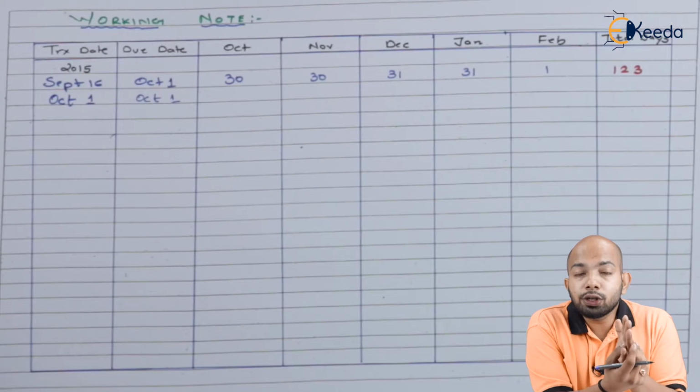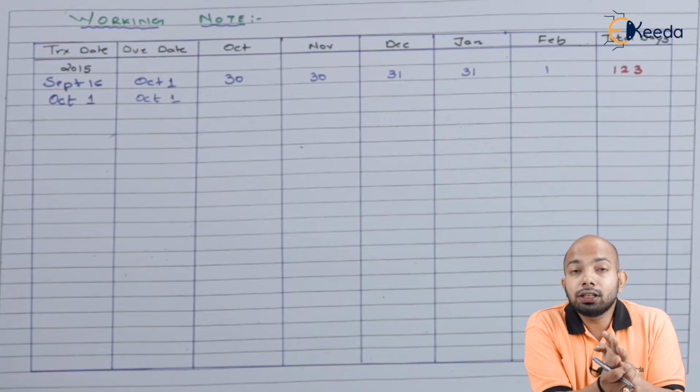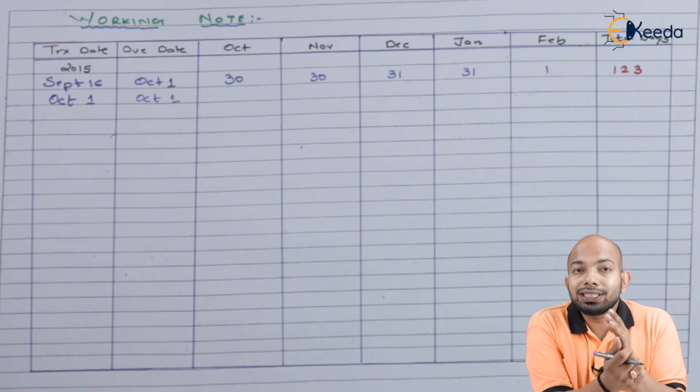So October 1st was the transaction date. No due date has been mentioned. Hence, that same transaction date will be taken as the due date here. Hence, we'll follow the same structure.